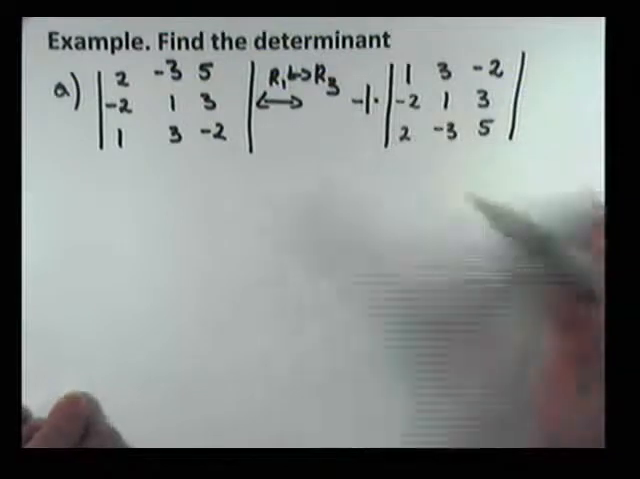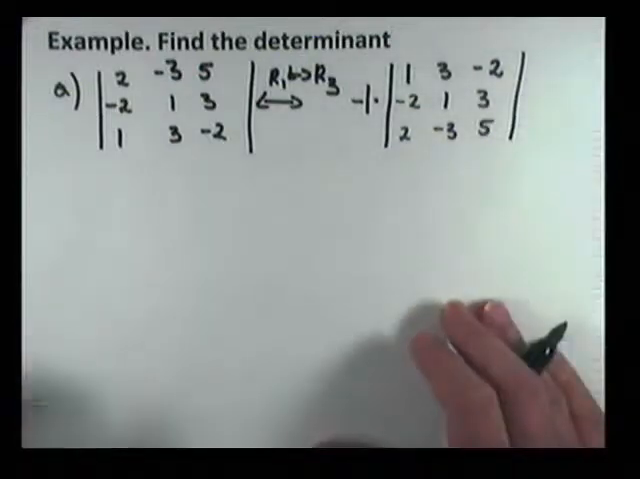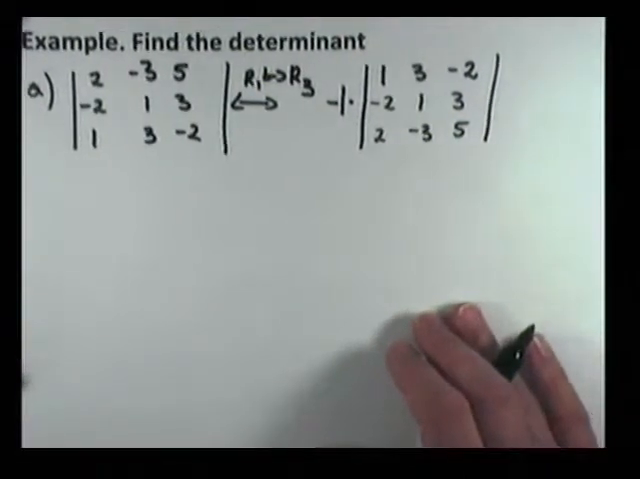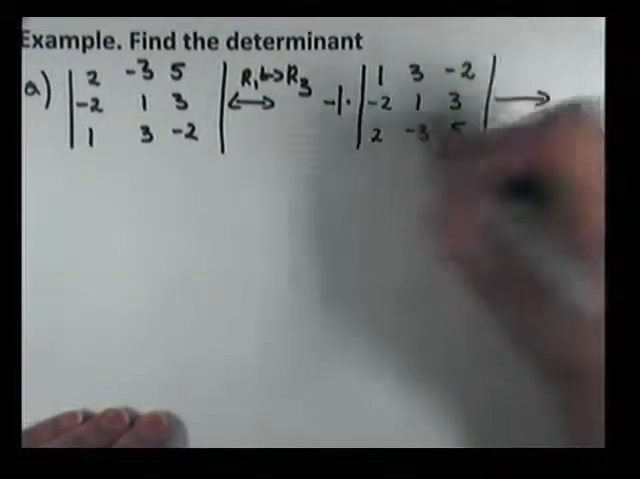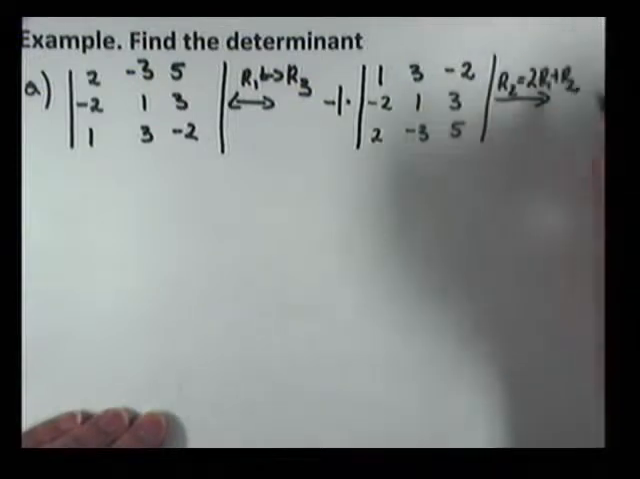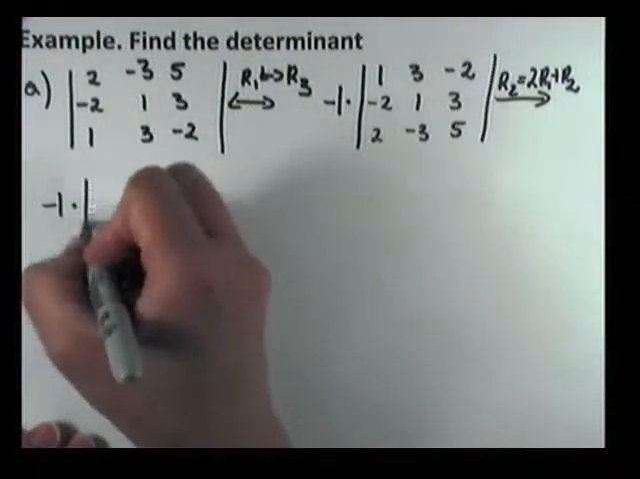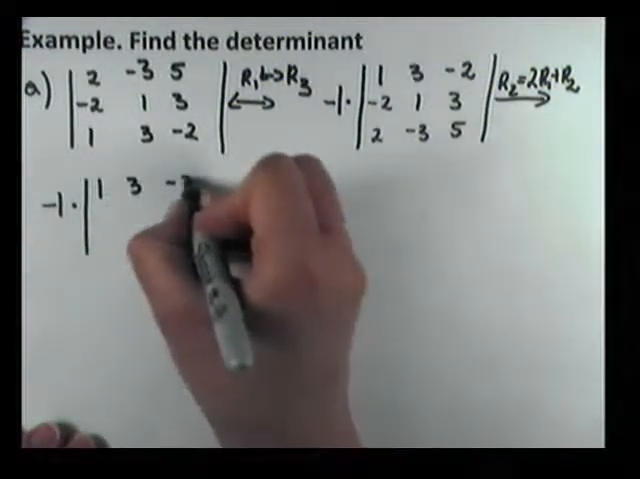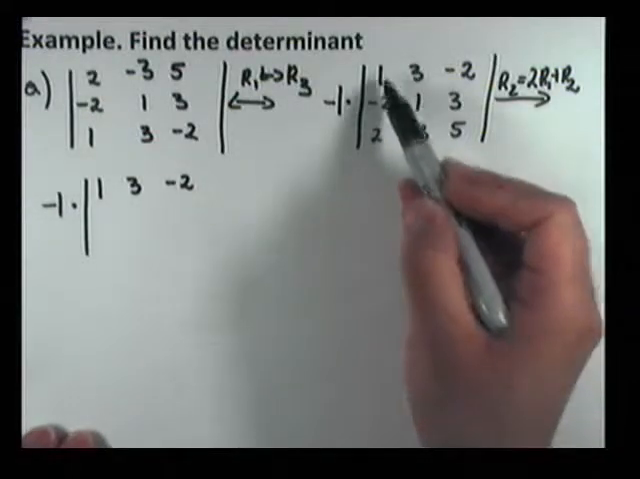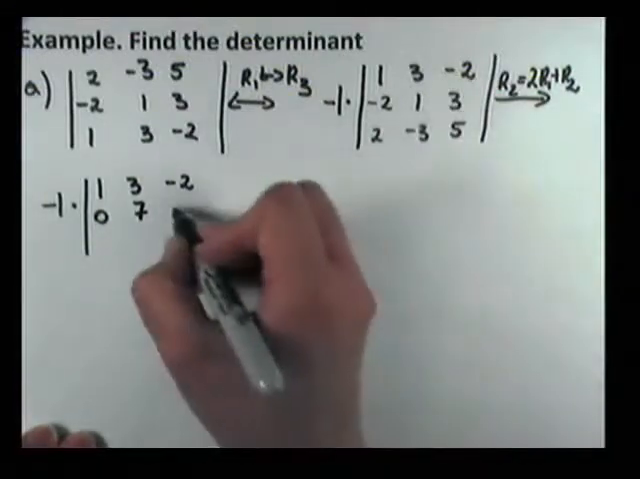Now I would like to make zeros in the first column. If I make zeros, then the calculation would be simple. So to make those zeros, how can I make 0? Row 2 is equal to 2 row 1 plus row 2. Okay, so I have minus 1 in front. Copy the first row, 1, 3, minus 2. 2 times 1 is 2, minus 2 is 0. 2 times 3 is 6, plus 1 is 7. 2 times minus 2 is minus 4, plus 3 is minus 1.